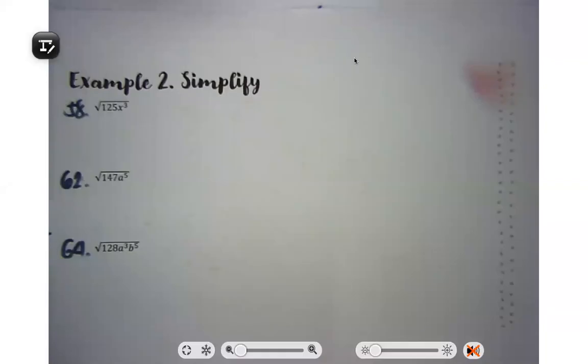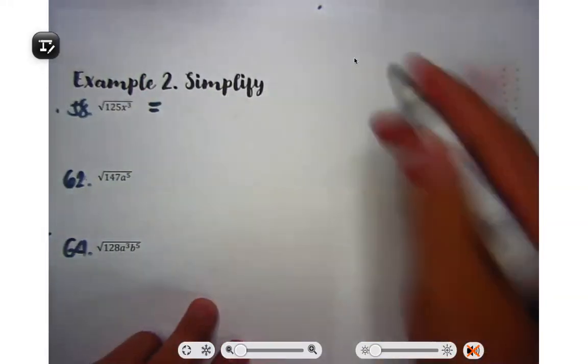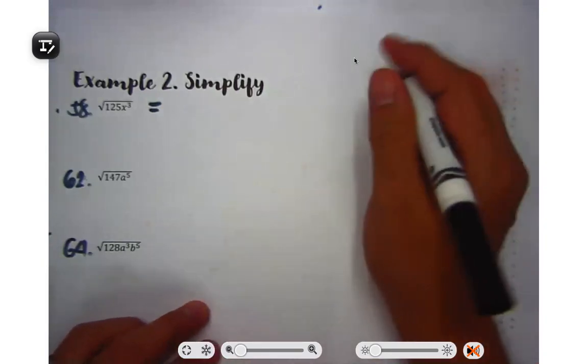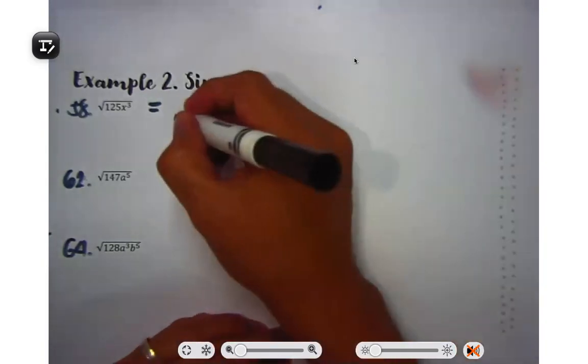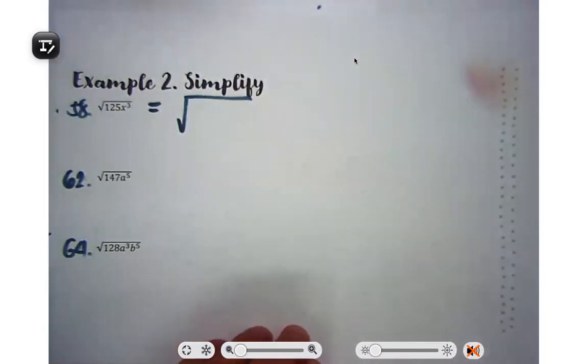Let us simplify. The square root of 125x cubed. That's number 58. 125 is not a perfect square, so we need to factor 125. So what are those possible factors of 125?